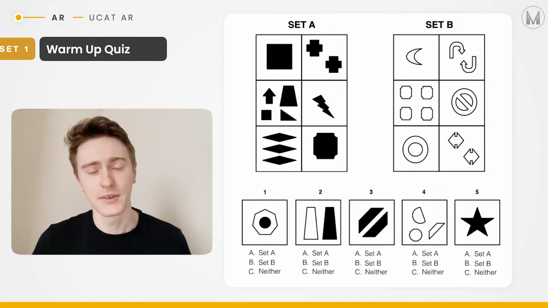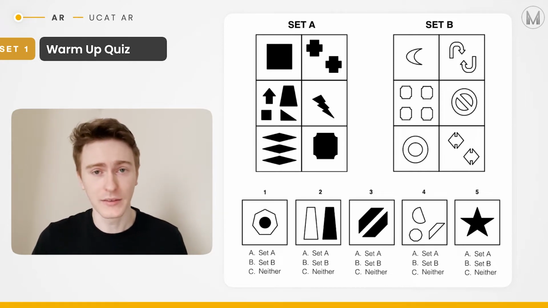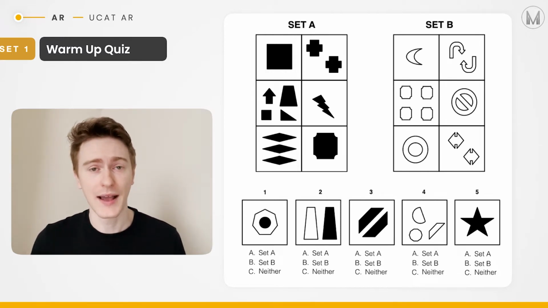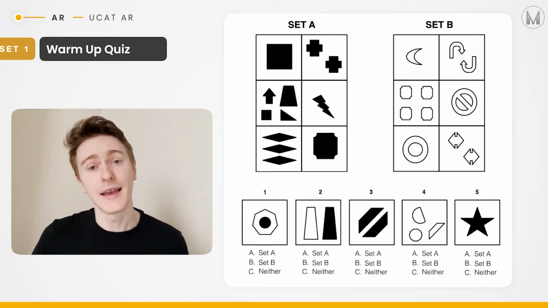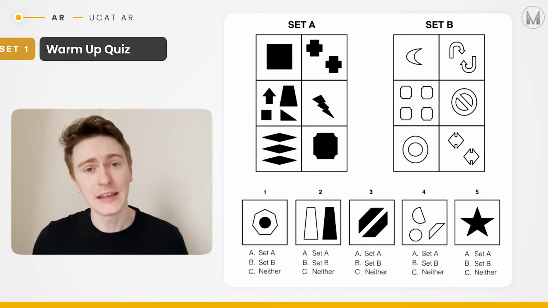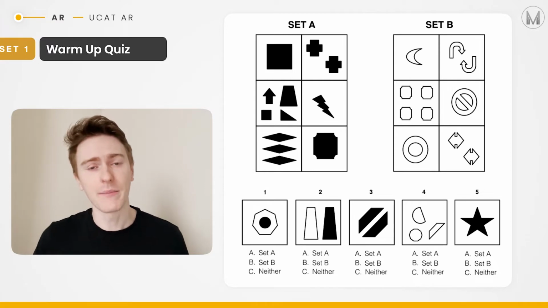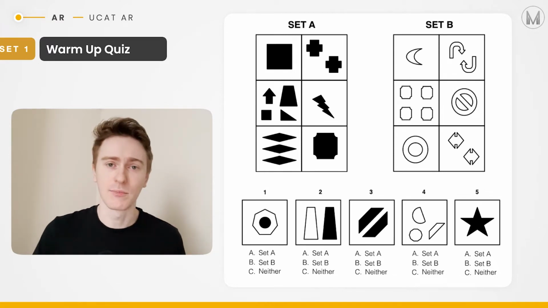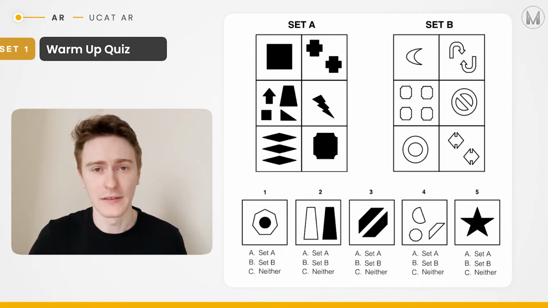Okay then, let's go through it together. This is a very basic question. The ones in the UCAT are much harder, but this is just to introduce you to the AR section. In set A, we've got 6 examples, each with a number of shapes inside. It's not hard to see that each example in set A has only black shapes. That's the pattern that defines set A. Now, if we look at set B, what defines each example? Well, it's only white shapes in each example. That's what you'll often find: the patterns tend to be complementary. If set A has black shapes, then set B will tend to have the opposite, white shapes. This is because they have to be mutually exclusive.